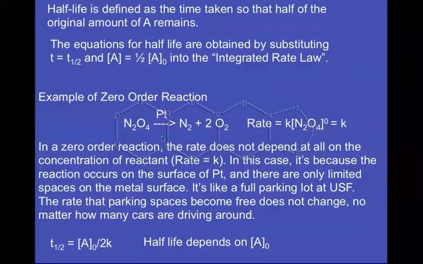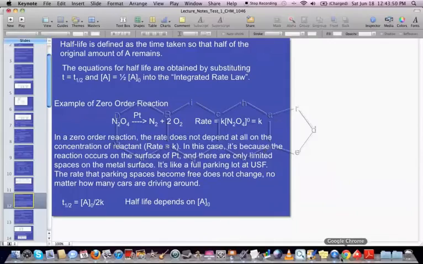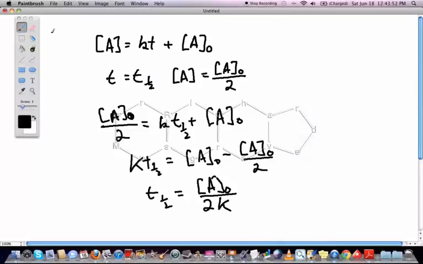And an example of this would be this reaction here, where we've got N2O4 reacting over a platinum catalyst to give N2 and O2. This is a similar process to what occurs in your catalytic converters in your cars. Alright, so let's look at an example of that sort of drawn out.